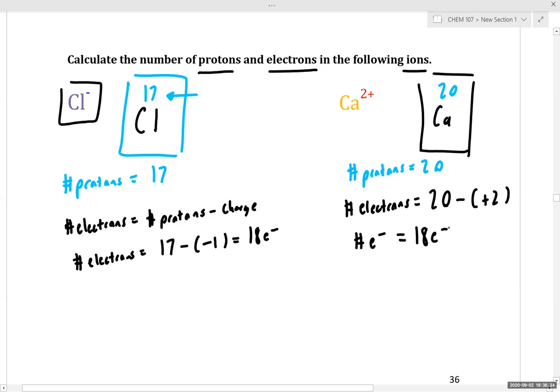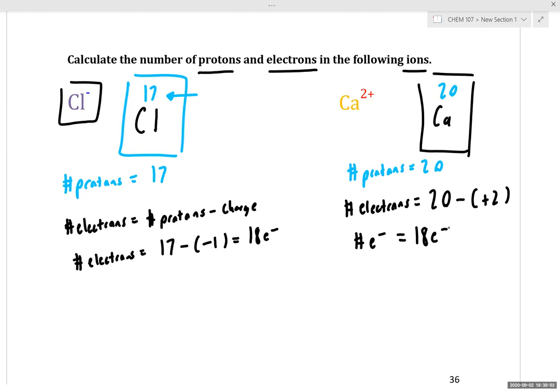Now, from these examples, does anyone notice a trend and something that seems a little strange for the number of electrons for all of these ions? How many electrons are we often seeing for our ions? What number of electrons comes up pretty frequently for a lot of our ions? 18, 10.